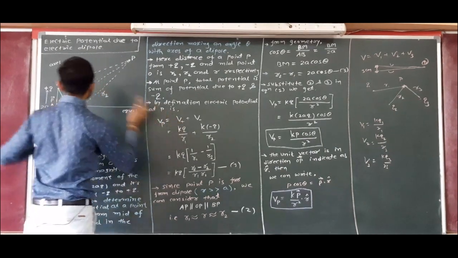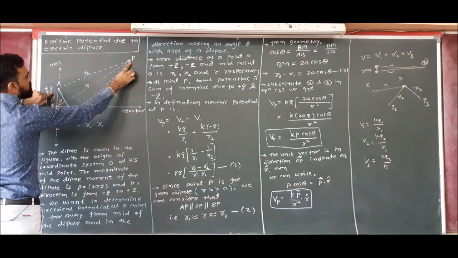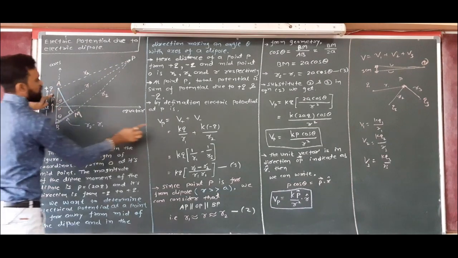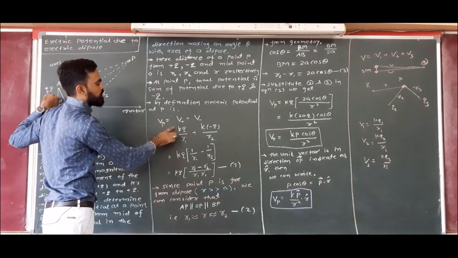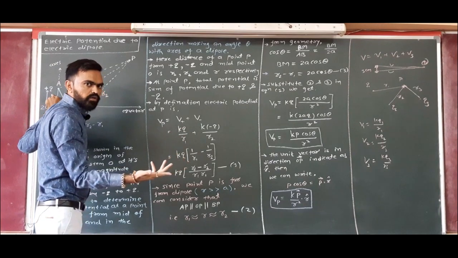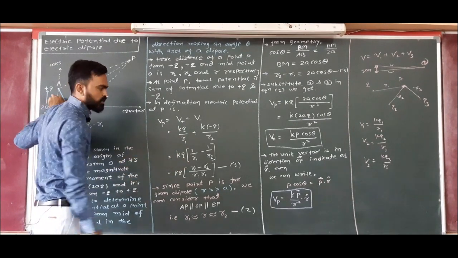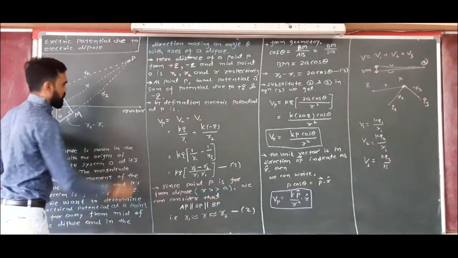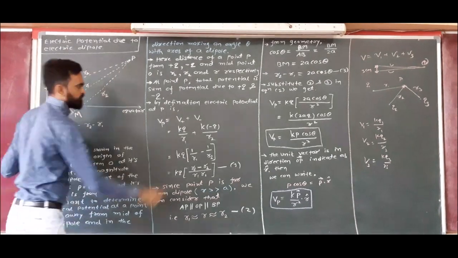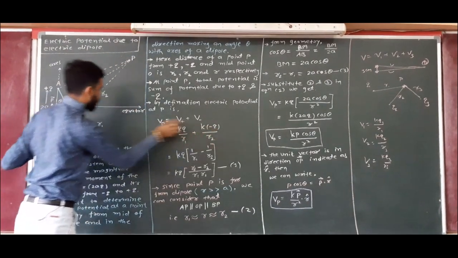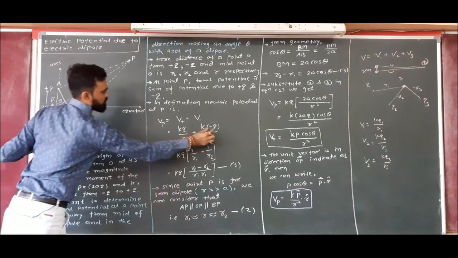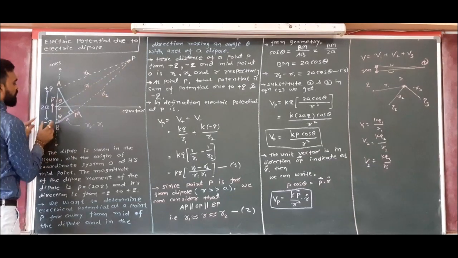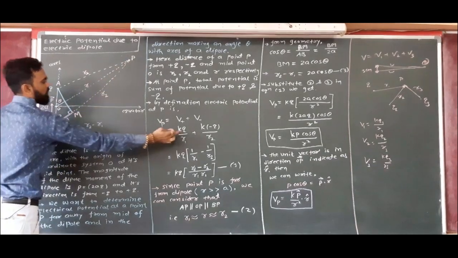Now, potential due to plus Q at a point P. What is the distance? R1. Which charge do you use? Plus Q. So potential V plus is equal to KQ upon distance. Potential is equal to what? KQ upon distance. We use charge and the distance only. Similarly, potential due to minus Q at a point P at a distance R2 is K times the charge. Which charge do we use? Minus Q. So that is minus KQ upon R2.